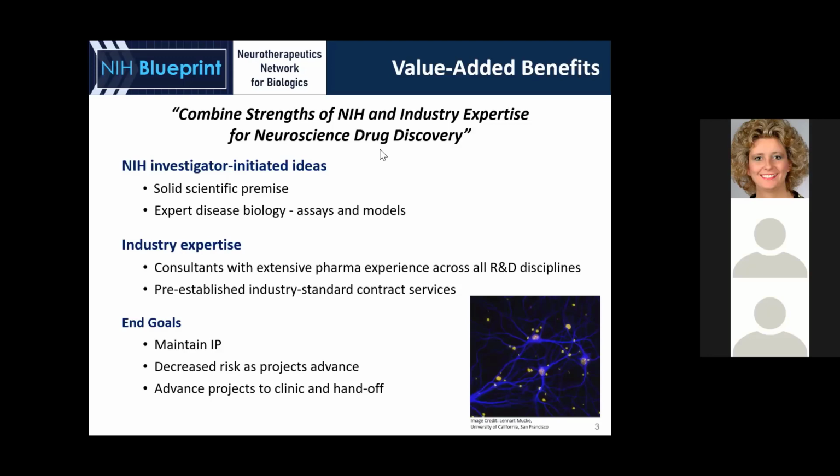The ultimate goal for the program is so that the PI will maintain their IP and develop it along the pipeline to a commercial exit strategy, as well as de-risk projects as they advance through the pipeline. And so the ultimate goal and success of the program and projects is really to advance them to the clinic and hand them off to whichever of the strategies you plan to operate under.